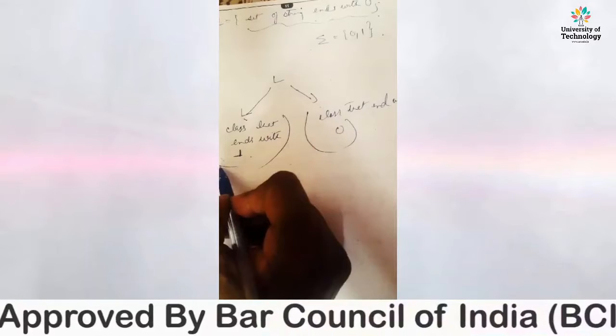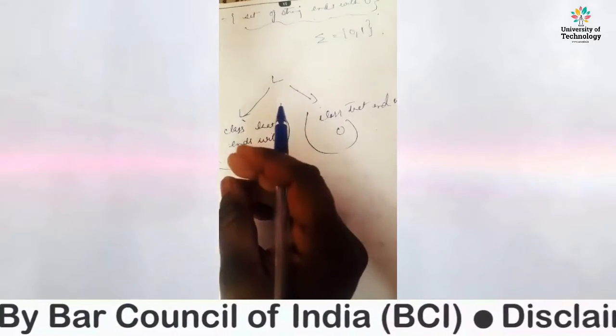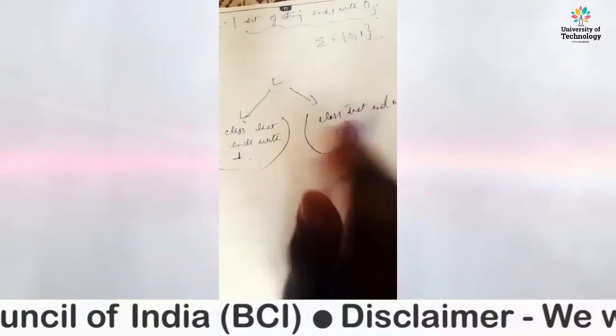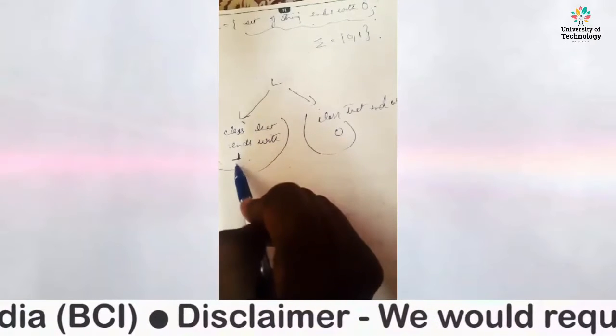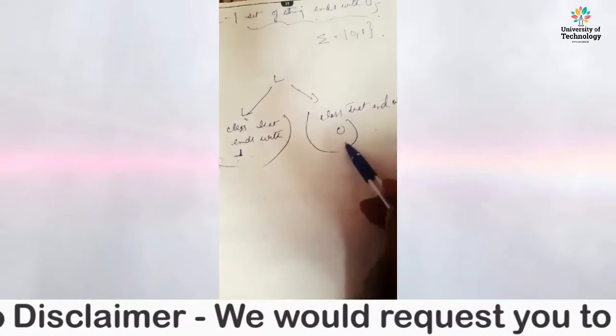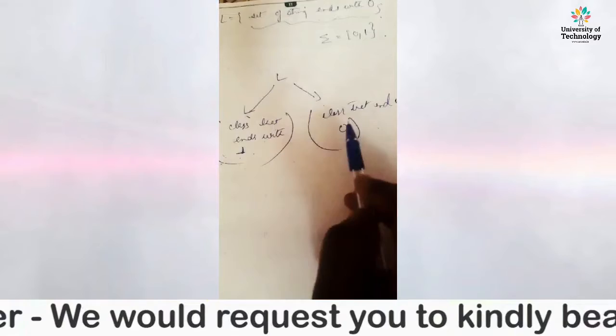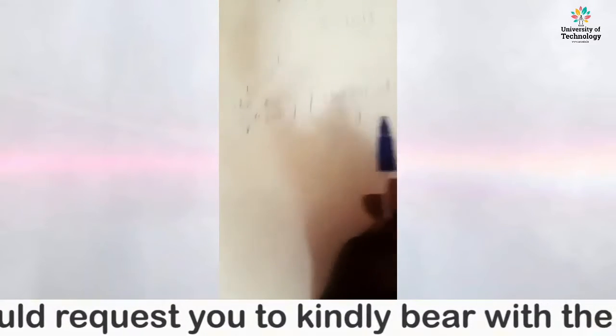So these are the 2, and these 2 classes are mutually exclusive. Exclusive means something which is not common. So the class that ends with 1 is a mutually exclusive class. The class which ends with 0 is again a mutually exclusive class. So the mutually exclusive class concept is clear to you, right?